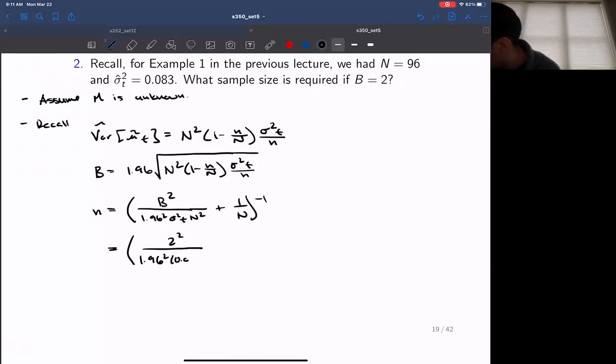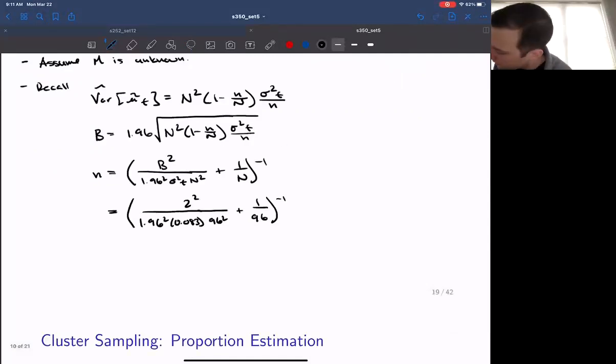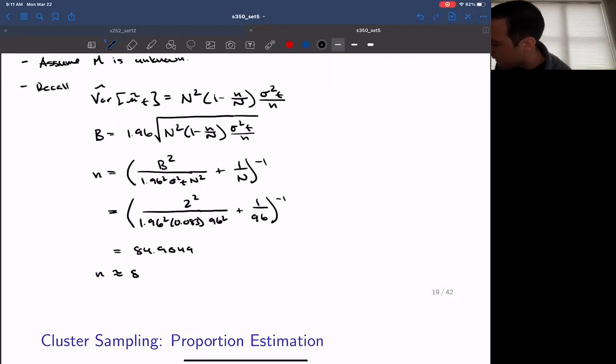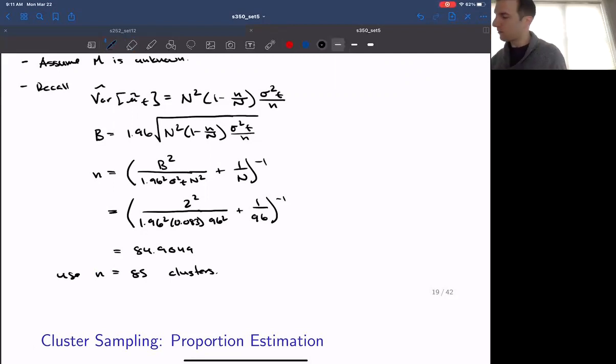multiplied by 0.083 multiplied by 96 squared plus 1 over 96, inverse. And that gives us 84.9049. And then from there, n is approximately 85. So we don't need to say approximately, we can say use n equals 85 clusters.